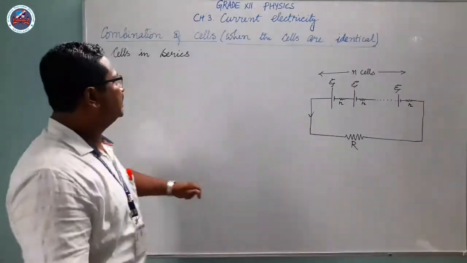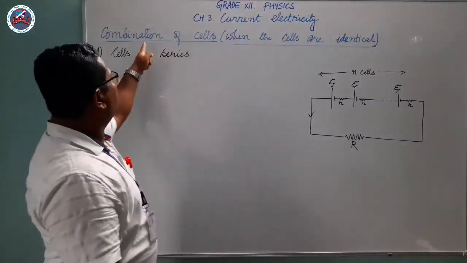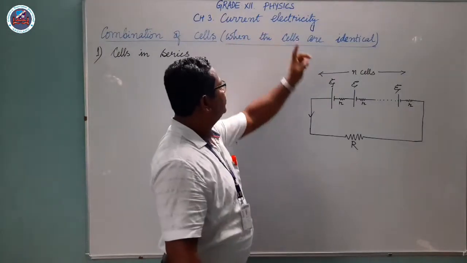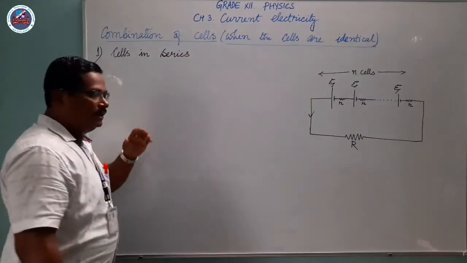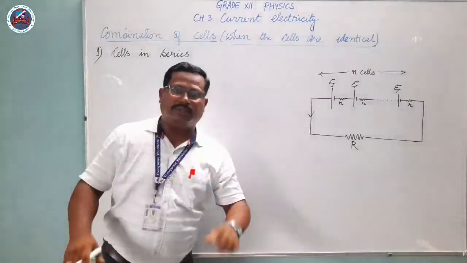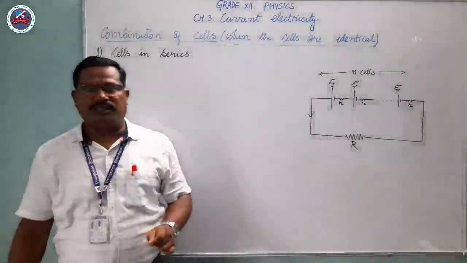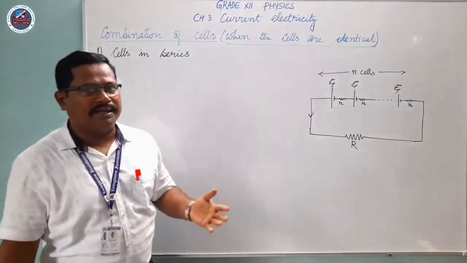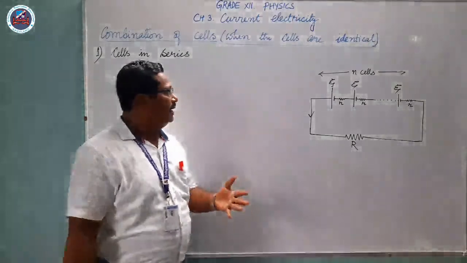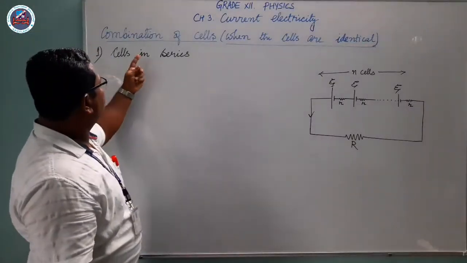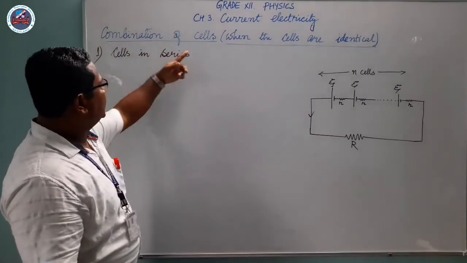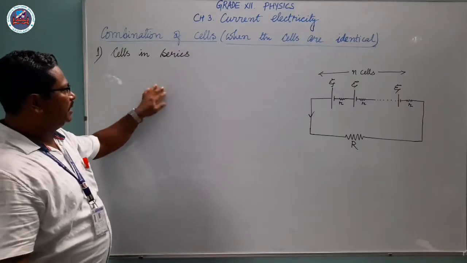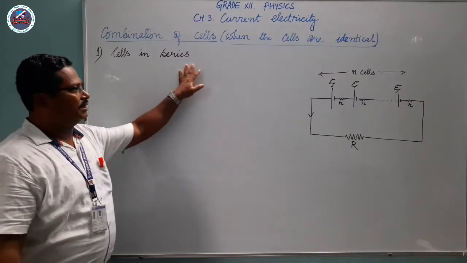Today we are going to study combination of cells. That is, in chapter 3 we are studying current electricity. Now, in earlier classes you learned about combination of resistors and combination of capacitors. Why do we combine? You have the idea already. In this case also we can combine the cells in two types. One is called series connection, and the other one is called parallel connection.